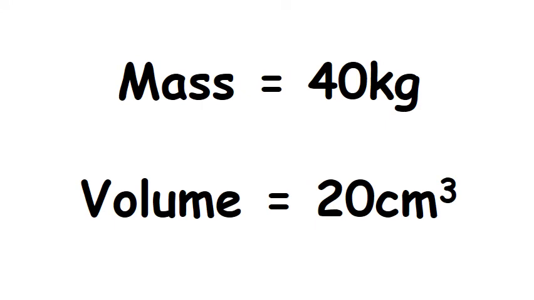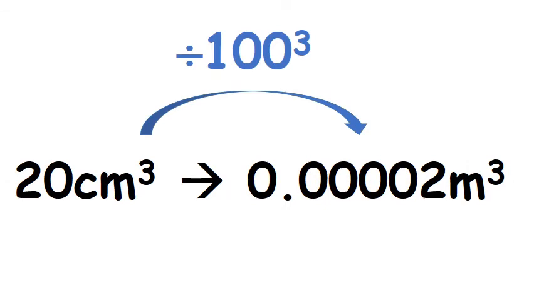Alternatively, instead of converting the mass, we convert the volume. To convert from centimeters to meters, remember that we divide by 100. Now in this case we have centimeters cubed to meters cubed, so we have to divide by 100 cubed. That means division by 100, division by 100, division by 100. So we have to move the decimal point 6 times.